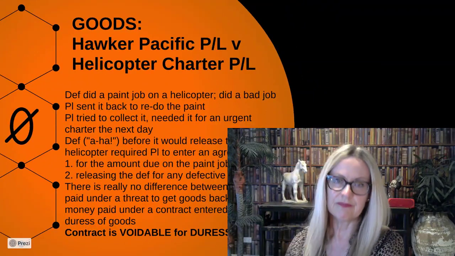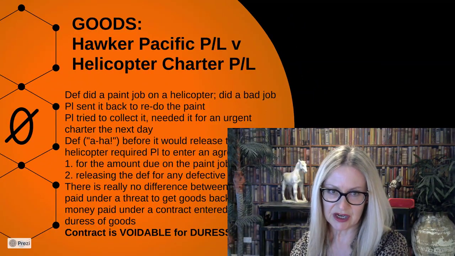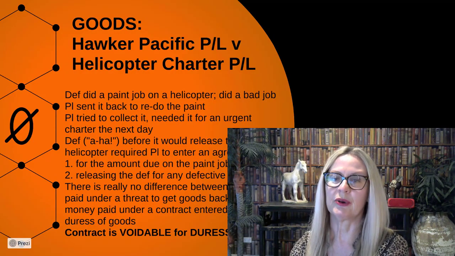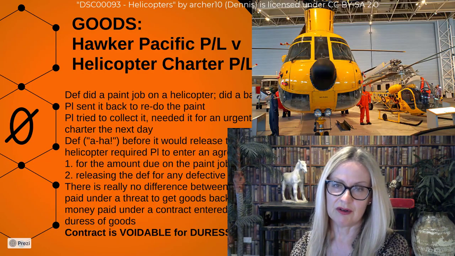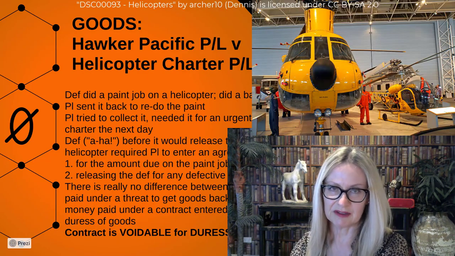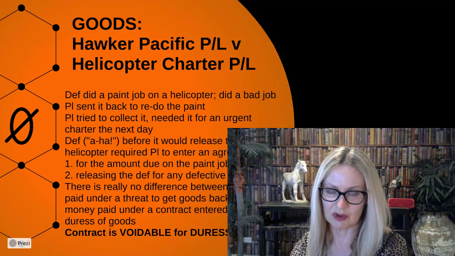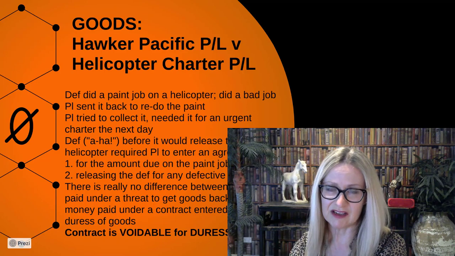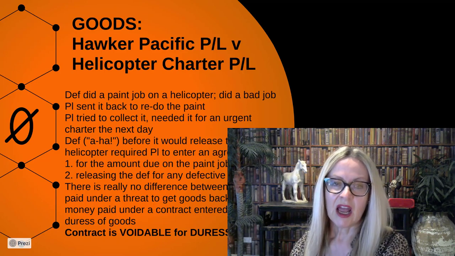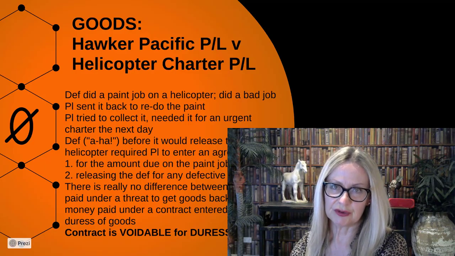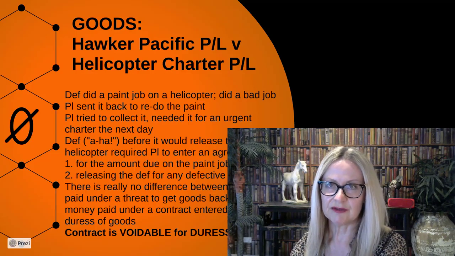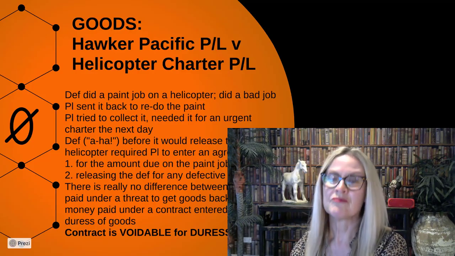goods. Here we have the case of Hawker Pacific and Helicopter Charter. And the defendant in this case was in the business of repairing helicopters. He did a paint job on a helicopter. Unfortunately, their work was less than excellent quality, and the plaintiff decided to send the helicopter back for the defendant to redo the paint job, rather inconveniently for the defendant. The plaintiff then tried to collect the helicopter after the paint work was corrected. They needed it for an urgent charter the next day.